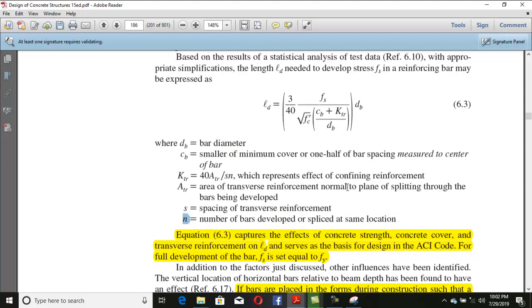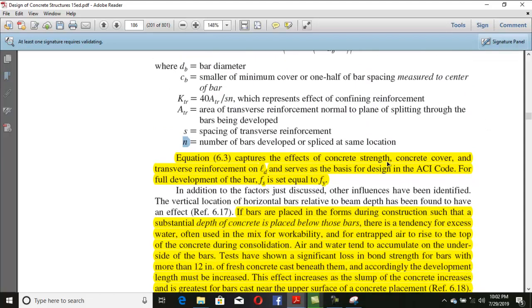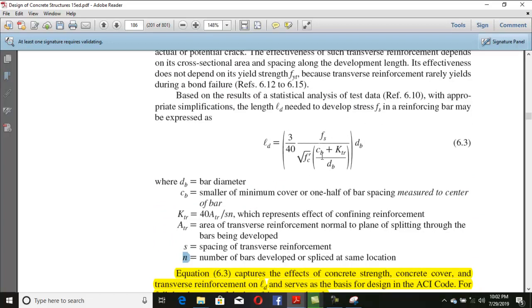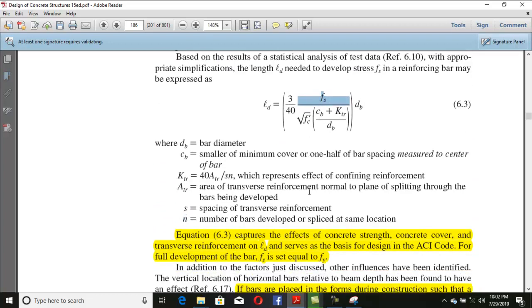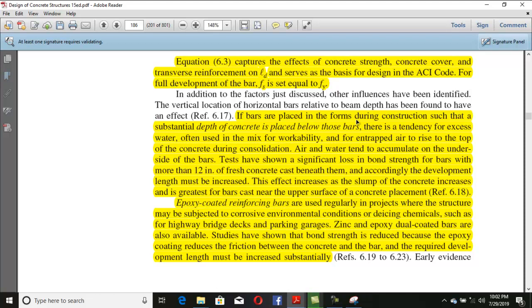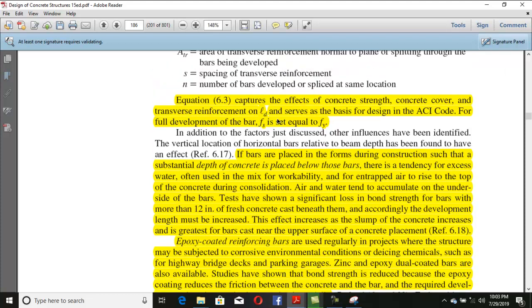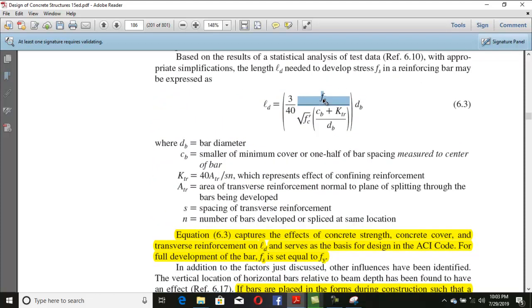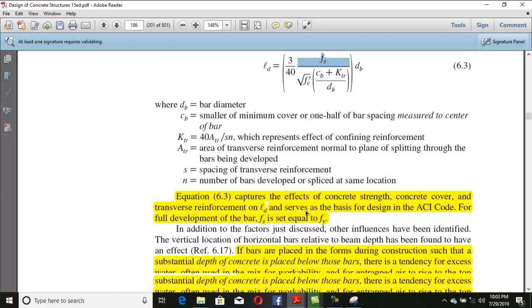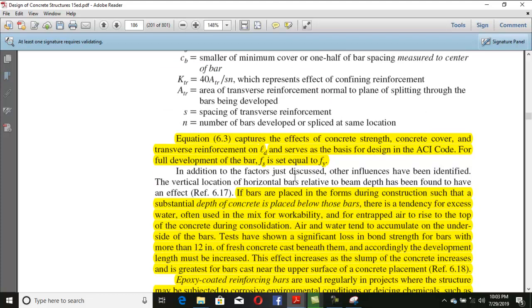Equation 6.3 basically captures the effects of concrete strength, concrete cover and transverse reinforcement on LD, and serves as the basis of design for the full development of FS. At a later stage, we will see that in the SCI code we design for FY, not for FS. So we replace FS by FY, and that equation will be seen in a somewhat different shape.